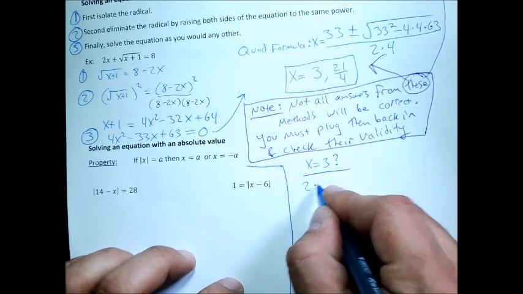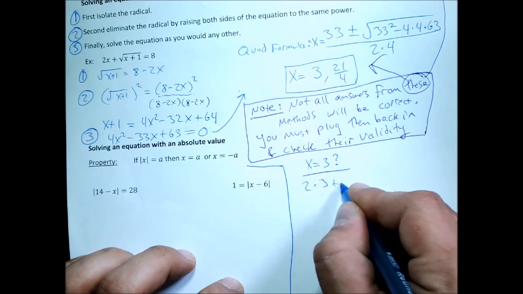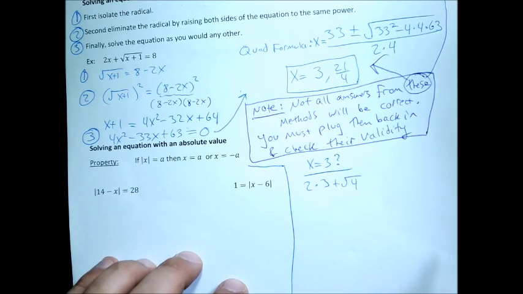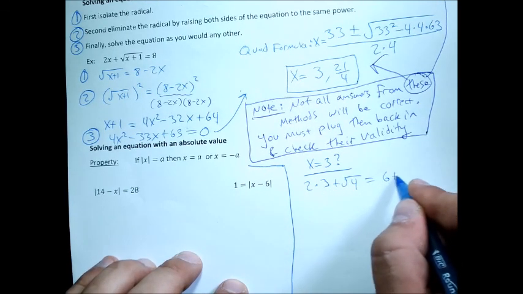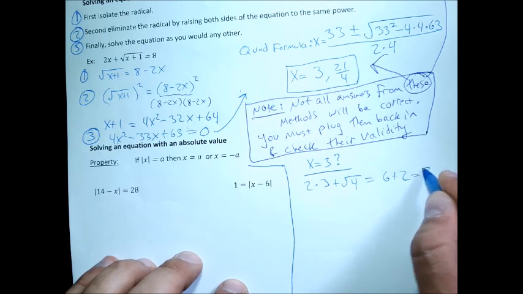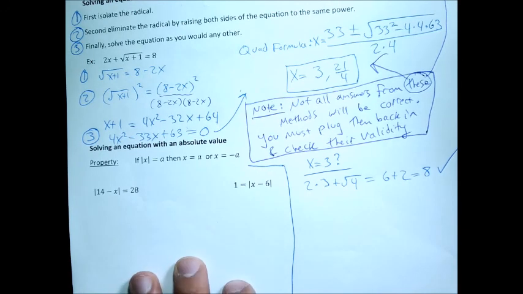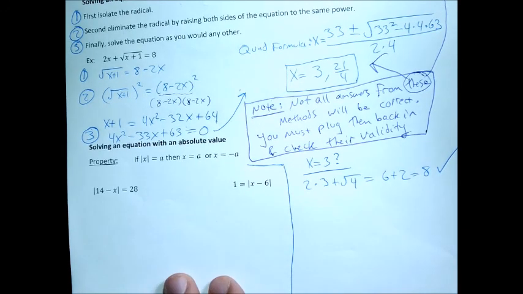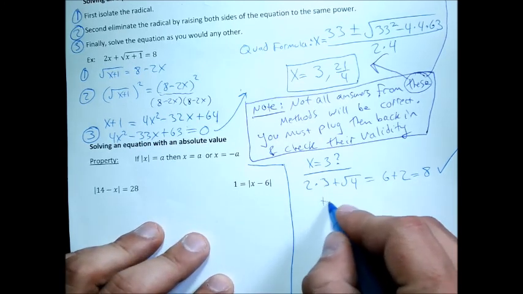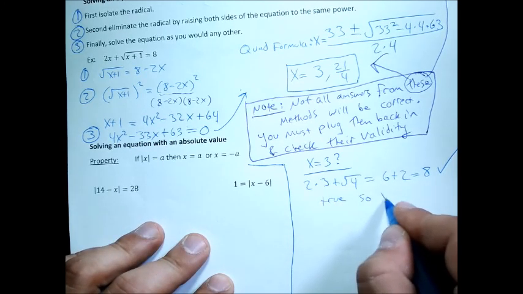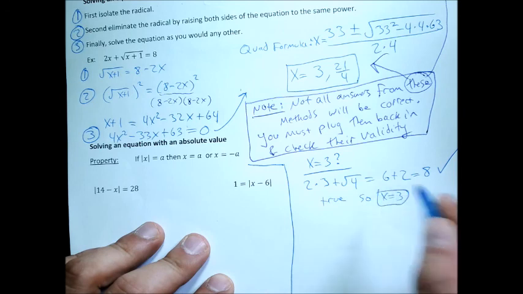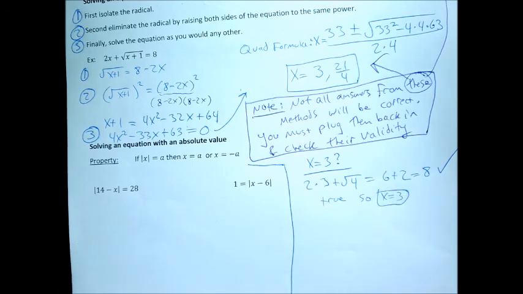Right? So when I plug a 3 in, I get 2 times 3 plus the square root of 4. That equals 6 plus 2, which is 8, and that's what I wanted it to be. And so 3 is a solution. So true, x equals 3 is a solution. I'll go ahead and box that one in. I like that one. It's true.